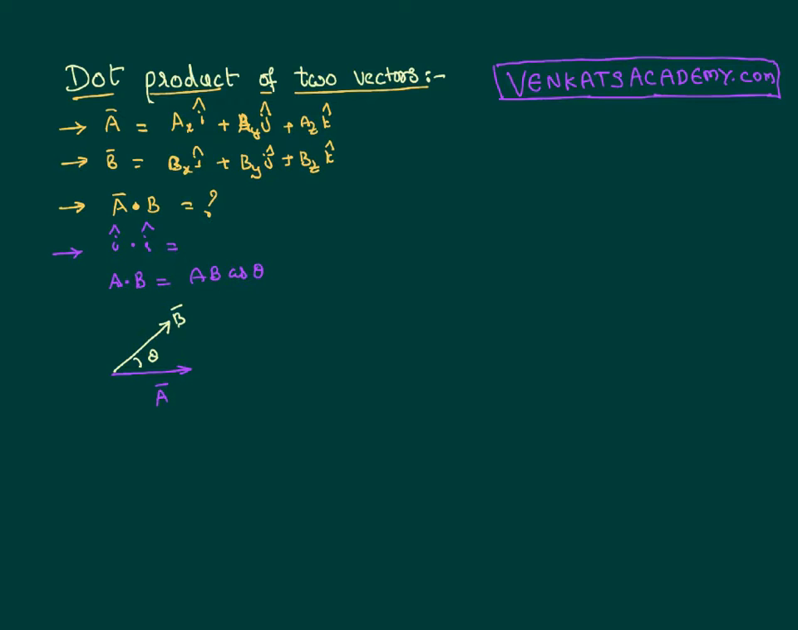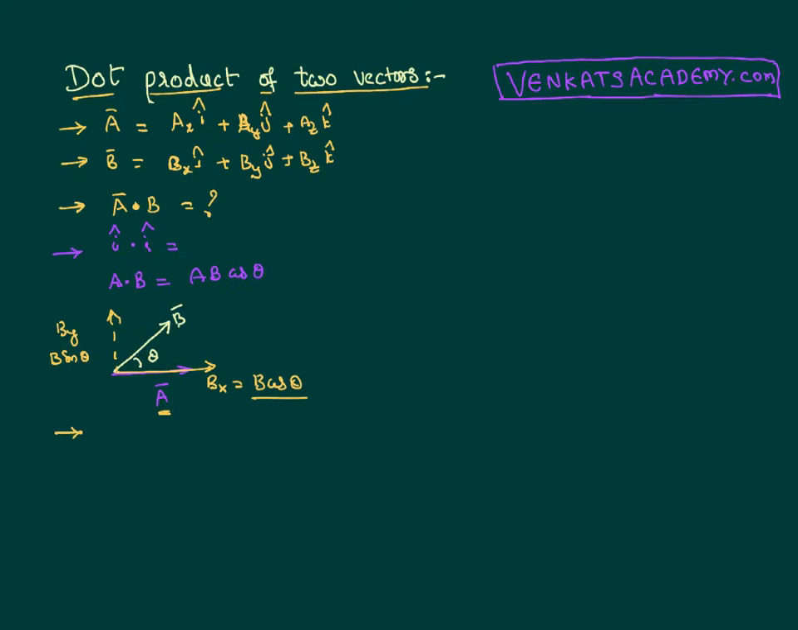So I can resolve this b bar into components. The component of b along the x-axis is bx, that's b cos theta. There is another component which is perpendicular to the x-axis, along the y-axis, by, nothing but b sin theta. It's very clear from this discussion that only the cos component is along the direction of the vector.